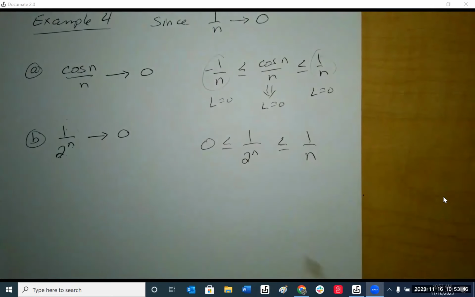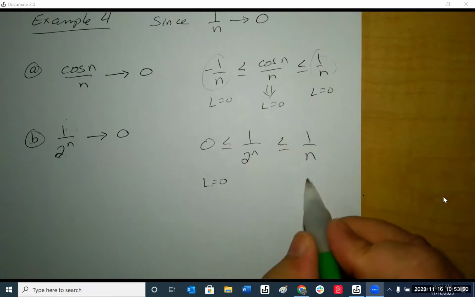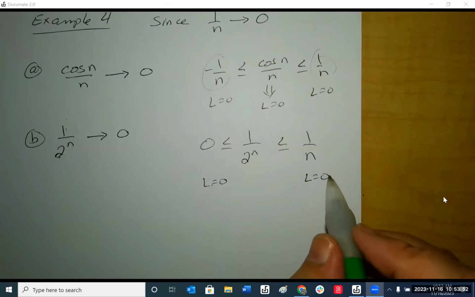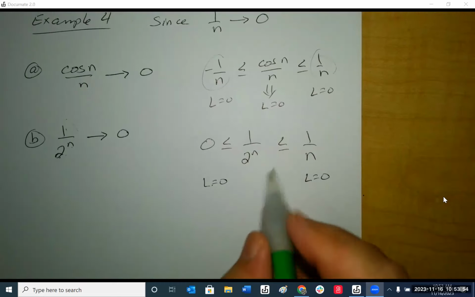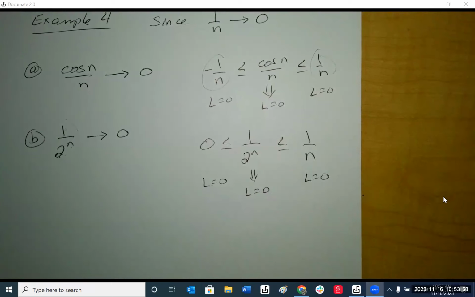Over that. Well, we know the limit of this one is 0. We know the limit of this one is 0. And since it's between there, this limit here has to be 0 as well. Which is that?